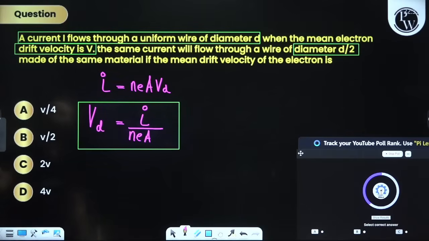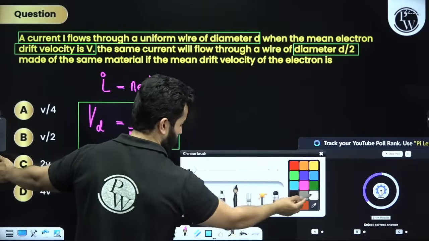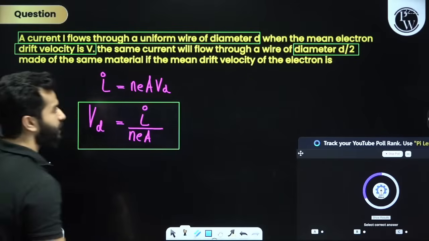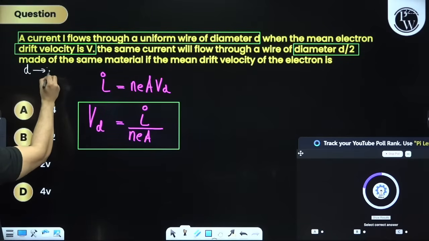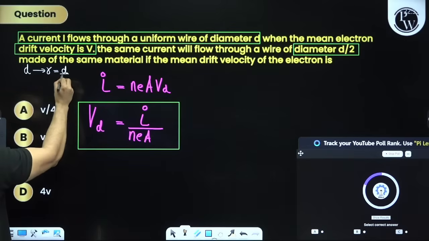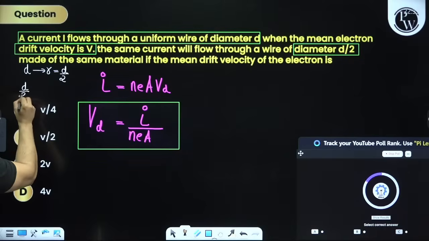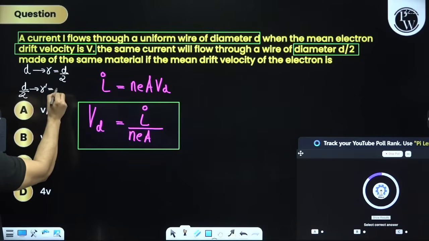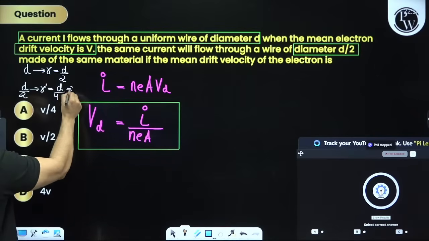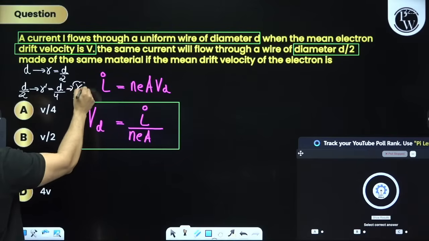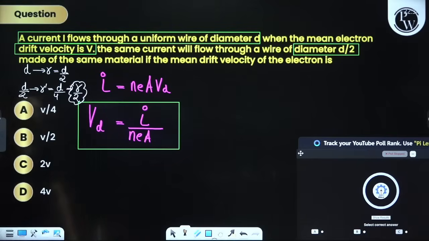Clear? So the first thing they are saying: let's suppose first the diameter was D, radius is R. Okay? Diameter was D, so radius will be D by 2. Clear? Now if the diameter becomes D by 2, radius will become half of that, that means D by 4. Got it? So basically if you compare, it's nothing but half of R. Don't worry about diameter. It's half of the initial radius.